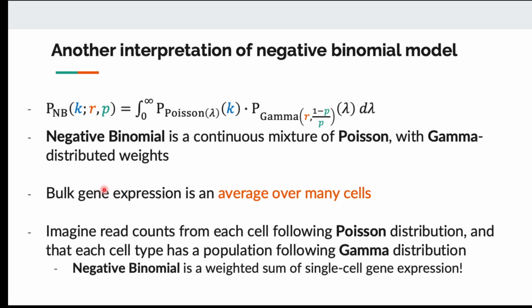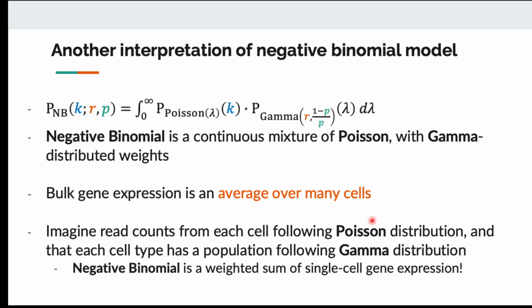So we can imagine bulk gene expression that we are getting with the read count from RNA-seq. It's an average over many cells. We are analyzing thousands of cells at once. So imagine that for each cell that we are analyzing, the read count from each cell follows the Poisson distribution for each cell, and then each cell type will have a different population.